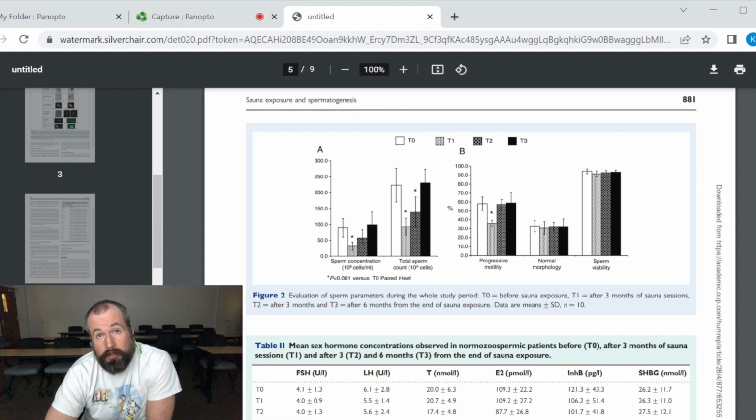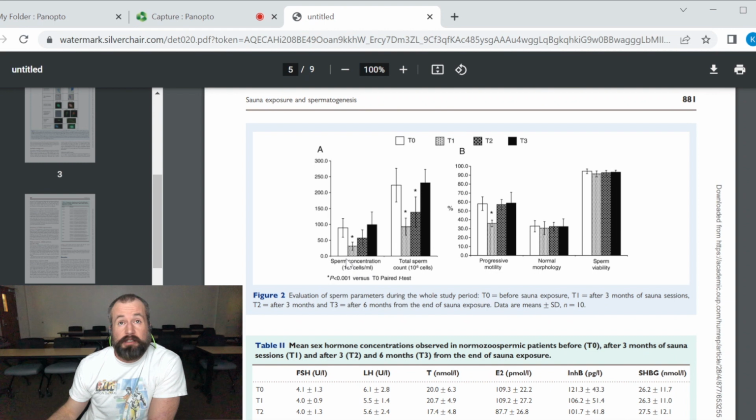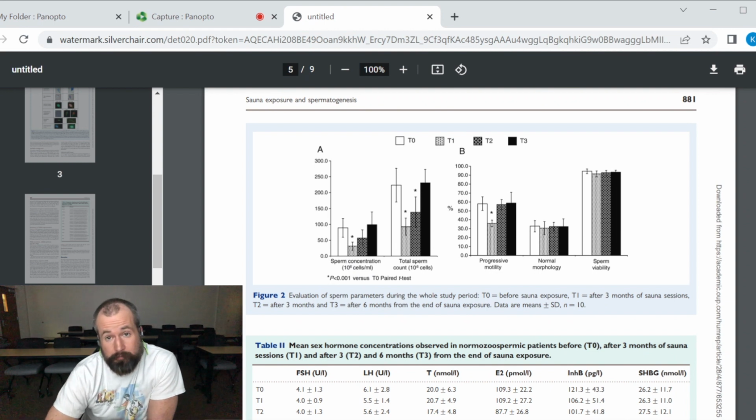all the way down to about 25 million. It drops literally by about 75%. So you quarter your sperm count. You reduce your sperm count by 75%, by 3/4, you get a quarter of the sperm count that you had starting out.